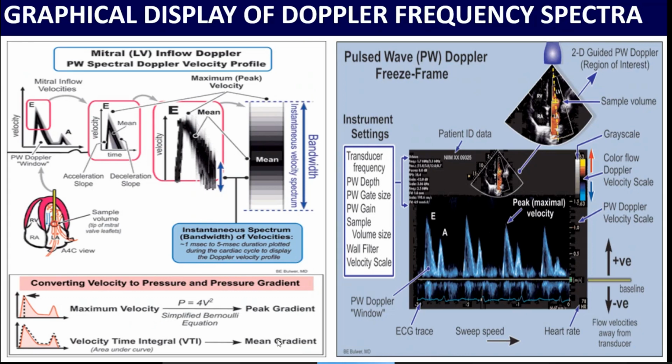And here in pulse wave Doppler, you place this sample volume, that is the two small parallel beams which are placed at the location where you exactly want to determine the velocity. So this facility is not available in continuous wave Doppler.